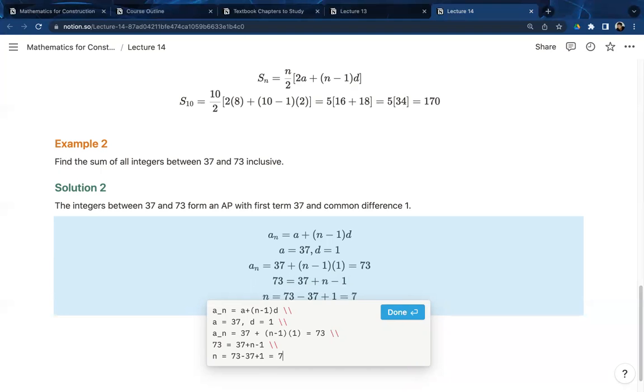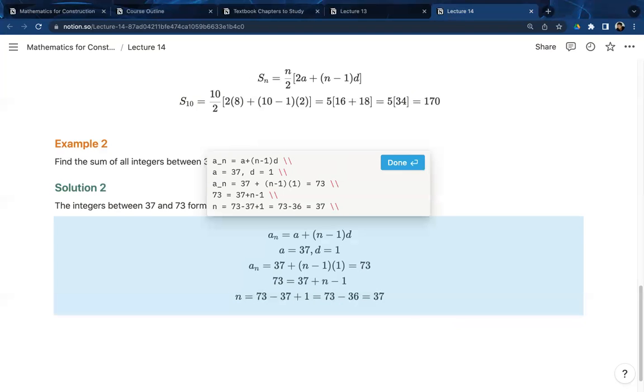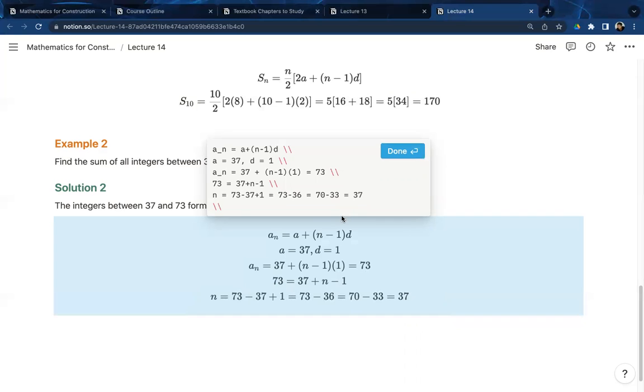This is 73 minus 36. I think that should be 37, right? Because 73 minus 36 is, if you subtract 3 from these two numbers, 70 minus 33, right? And 70 minus 30 is 40, and then 40 minus 3 is 37. That's how I did it in my head, right?